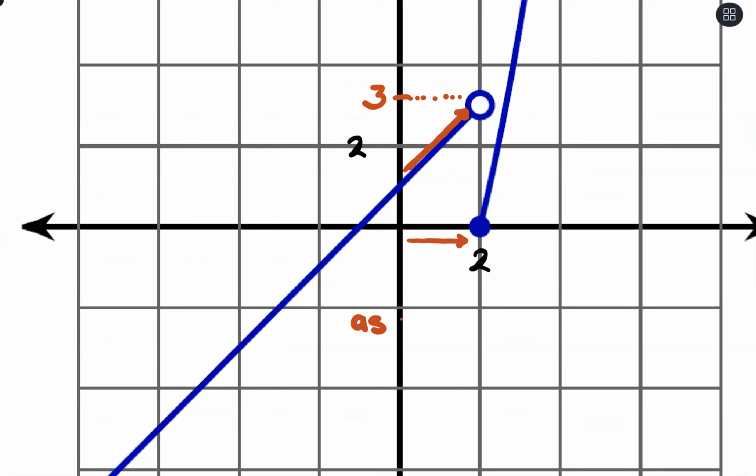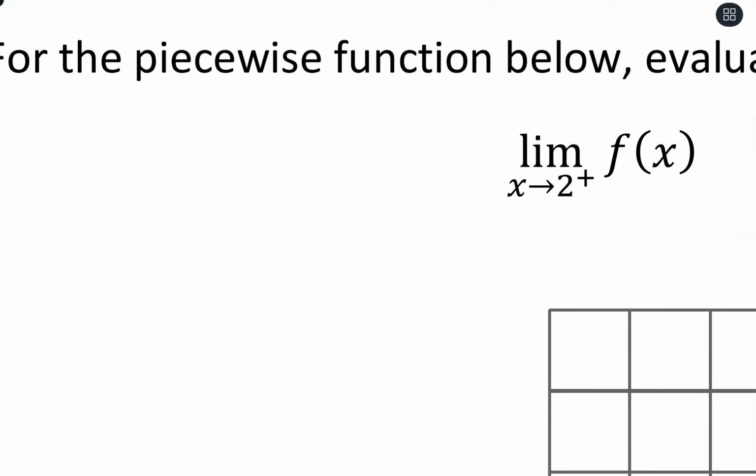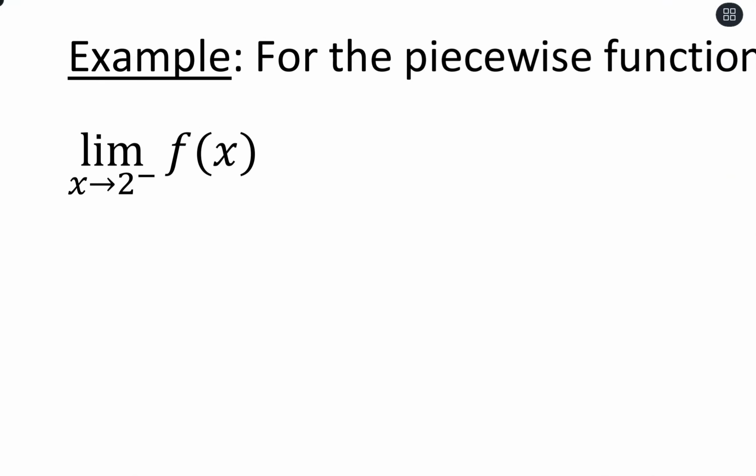So as x approaches 2 from the left, so now we have a direction, f of x approaches 3, and that's going to be our limit. So as x approaches 2 from the left, our function is getting closer and closer to 3.